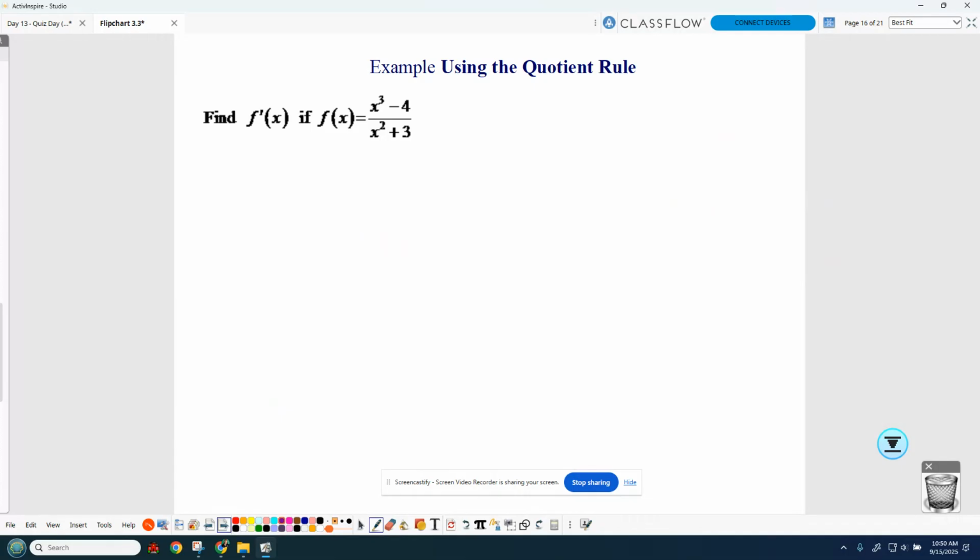Bottom times the derivative of the top minus the top times the derivative of the bottom over the bottom squared.